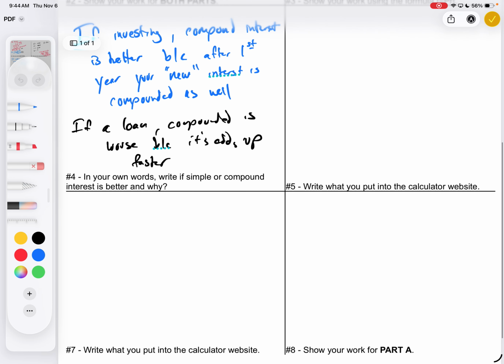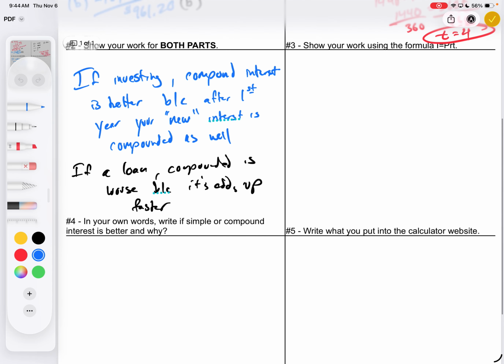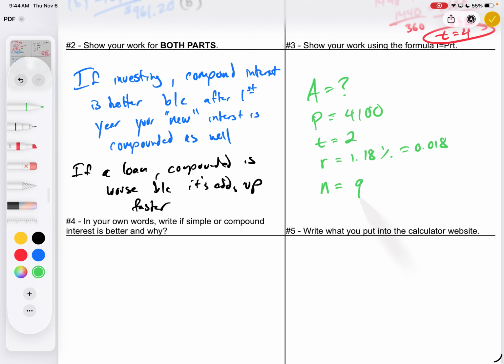So you have 4 or 5 numbers you want to put in. You don't really have to write this one, but we were trying to figure out our future value. Our initial value was 4,100. Our time was 2 years. Our rate was 1.18 percent or 0.0118. You don't have to write the percent and the decimal, but one or the other. And then our N was the number of times compounded, so that is quarterly or 4.